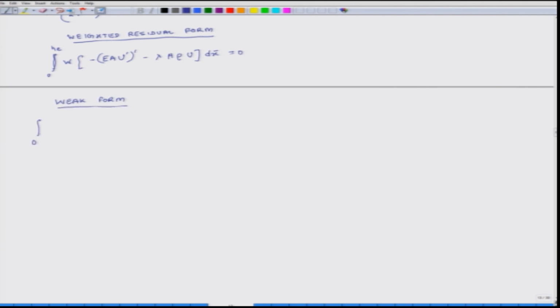So, my weak form is integral 0 to h_e, and I reduce the differentiability on the first term and shift it to W. So, I get W prime, and when I do that, the negative sign before EA goes away, right, minus lambda W A rho u dx bar.